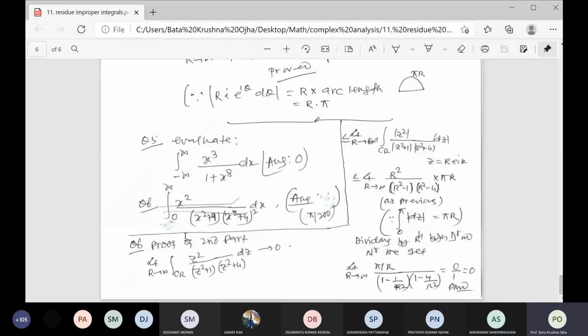Now see question number 6. Question number 6 is to evaluate the integral from 0 to infinity of x square by x square plus 1, x square plus 4 whole square. I have not given that here. If you replace x by z and change to the integral over CR, then z square into z square plus 1, z square plus 4. The second part, the first part you will solve. The result is pi by 200 for this.